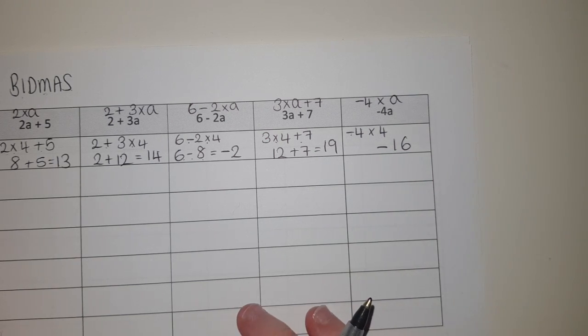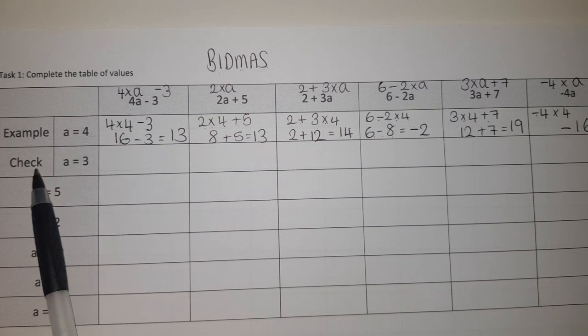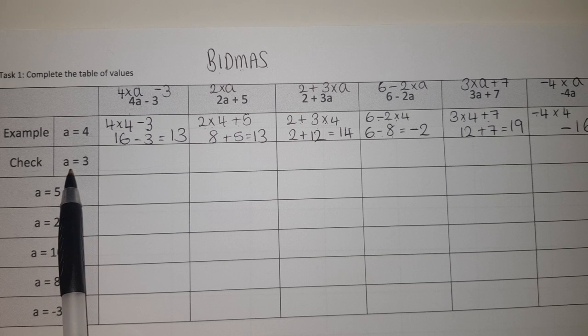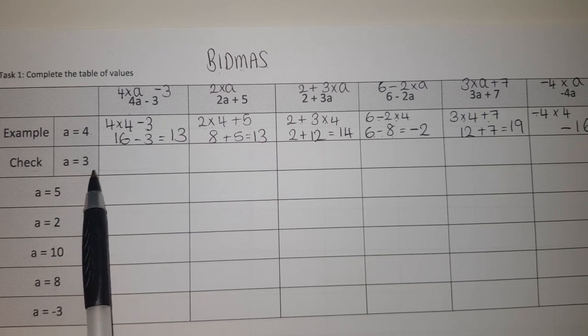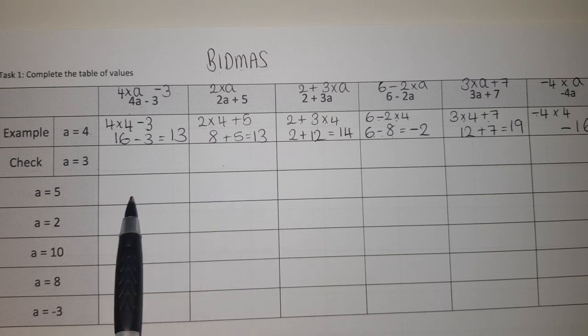Okay, so at this point, what I want you to do is pause the video and have a go at the row that says check. So you're going to do exactly what I've just done, but using a = 3. And then I want you to play the video once you've done and listen through, make sure you're getting the right answers, and then you're going to move on to the rest of this task.